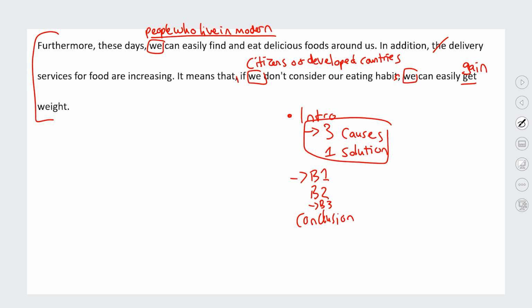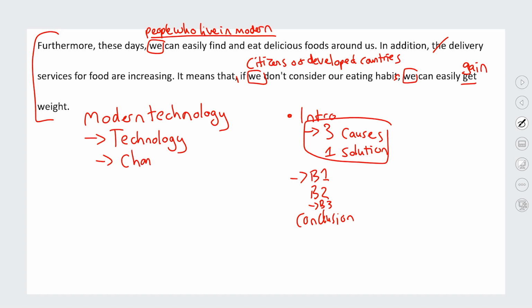So what this candidate could have done is link all these ideas together under the banner of modern technology. They could have said something like, the main cause of weight gain and fitness is the development of modern technology. There are three reasons why modern technology has caused this. You can talk about advances in technology, like washing machines, and people aren't as fit because we're using technology to do things. Also, technology has changed employment, so people aren't working as much. Also, technology has changed eating habits.